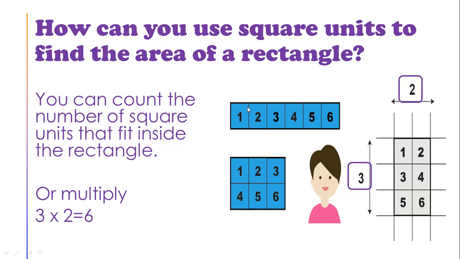That being said, you can use square units to find the area of a rectangle. How? Counting the square units inside of the rectangle, or multiplying the length, which in this rectangle is 2, and the width, which in this rectangle is 3. And when you multiply 3 times 2, or 2 times 3, it equals 6.